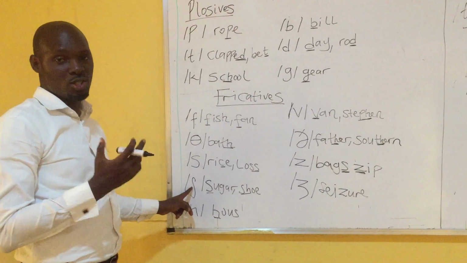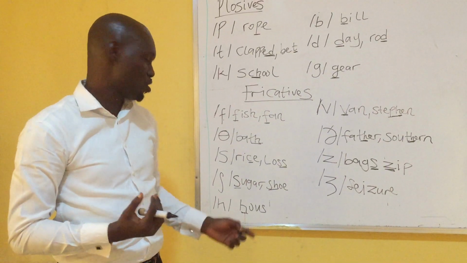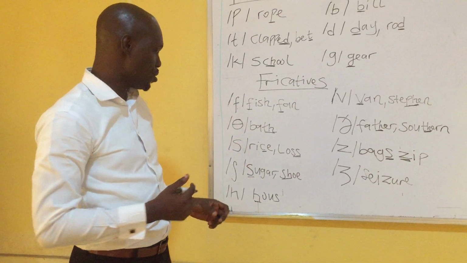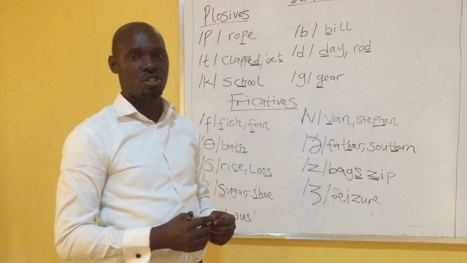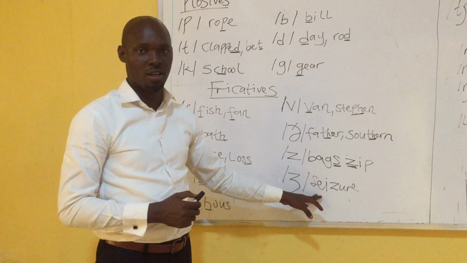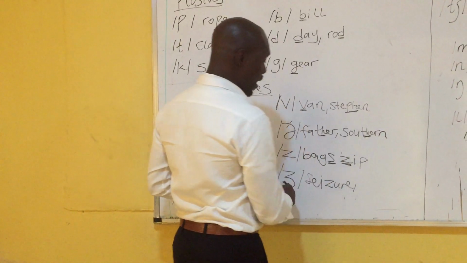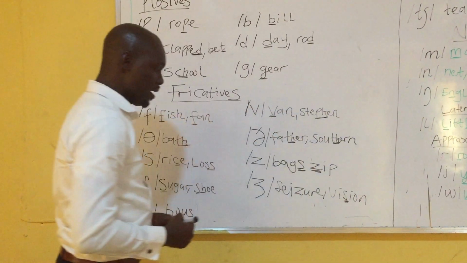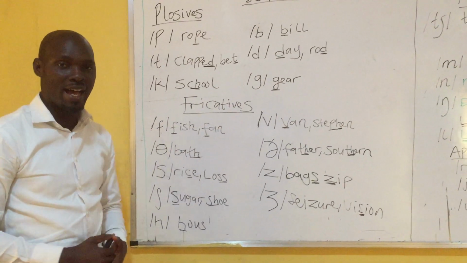This one is also a voiceless consonant sound, and it is pronounced as sh. So you can find this sound in the word sugar and shoe. But the next one is the voiced sh sound, and you can find this sound in the word seizure. You can also find the sound in the word vision. Okay?